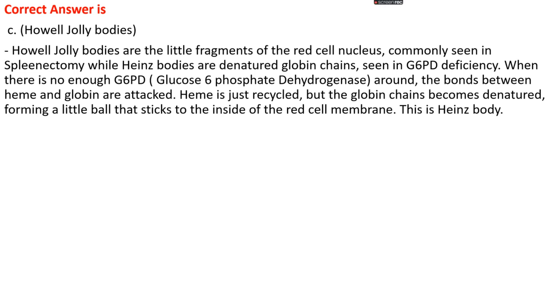while Heinz bodies are denatured globin chains, which are mainly seen when there is glucose-6-phosphate dehydrogenase enzyme deficiency. When there is not enough of this enzyme, the bond between the heme and globin is broken, and the heme is recycled while the globin chain becomes denatured, forming a little ball-like structure that sticks to the inside of the red cell membrane, and this is known as Heinz bodies.